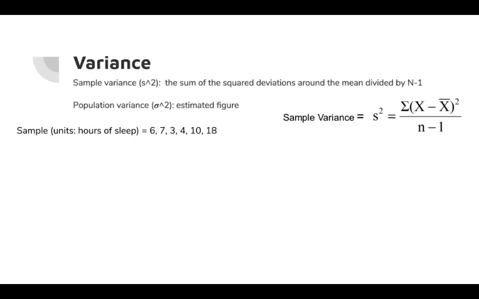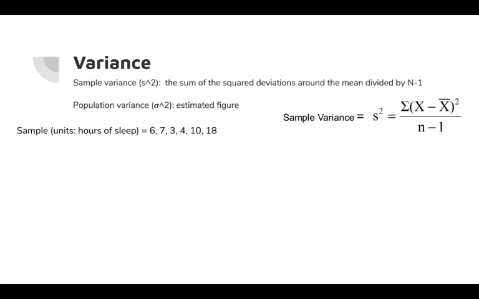So I have some fake data here that we can play around with. I made up some numbers. I'm calling it hours of sleep. Yes, I see that there's an 18 in there. Maybe somebody in your sample happened to be sick and slept for 18 hours the day that you surveyed them. It could happen.